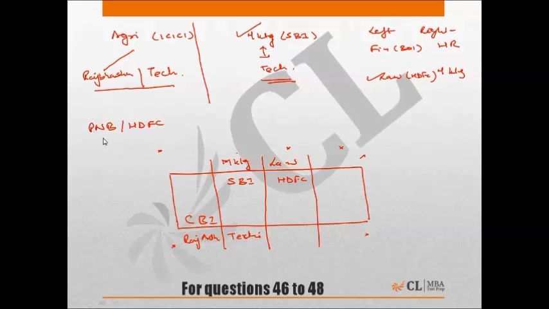Next, we know that PNB and HDFC are on the same side. That means PNB could be here or PNB could be here. Either way, PNB will be coming on this side of the table. Now the data also tells us that the finance and HR managers are sitting next to each other, or the finance manager is to the left of the HR manager. So obviously finance and HR cannot come on this side of the table, they will have to come on this side of the table. So finance will come here, HR will come here.